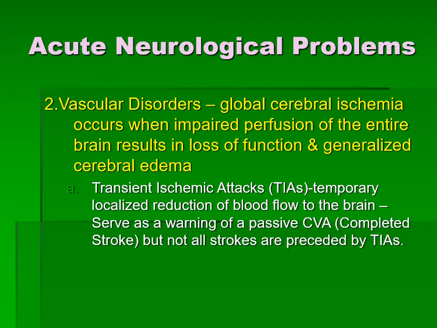Now, transient ischemic attacks, TIAs, these are what we call mini strokes, and this is a temporary localized reduction of blood flow to the brain. It usually will serve as a warning of a possible CVA, which is a cerebral vascular accident, a completed stroke. But not all strokes are preceded by TIAs. A lot of times they do, but you can have a full-blown stroke without any warning.